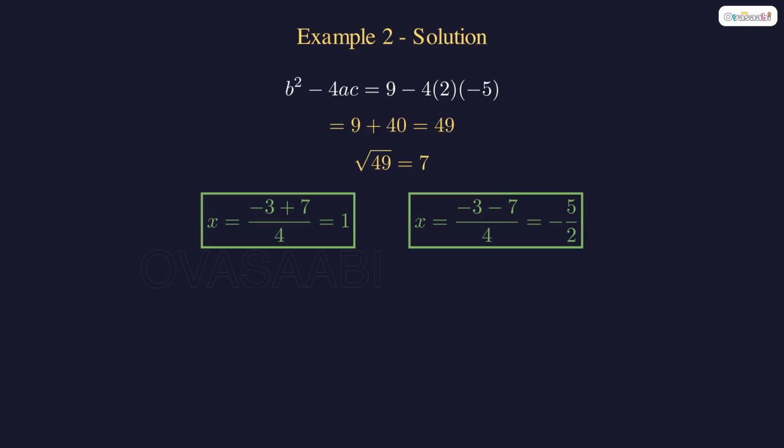b squared minus 4ac gives 9 plus 40, which is 49. Square root of 49 is 7. So x equals 1 or x equals negative 5 over 2. Always find both solutions.